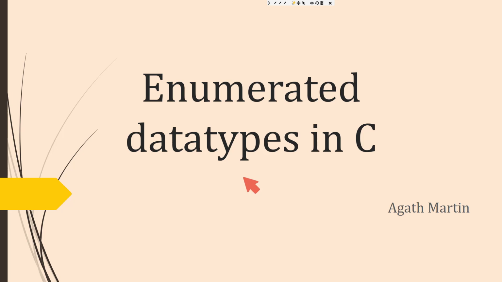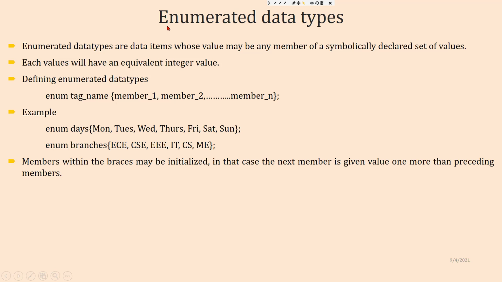Next we are going to see enumerated data types in C. Enumerated data types are data items whose value may be any member of a symbolically declared set of values. Each value will have an equivalent integer value.